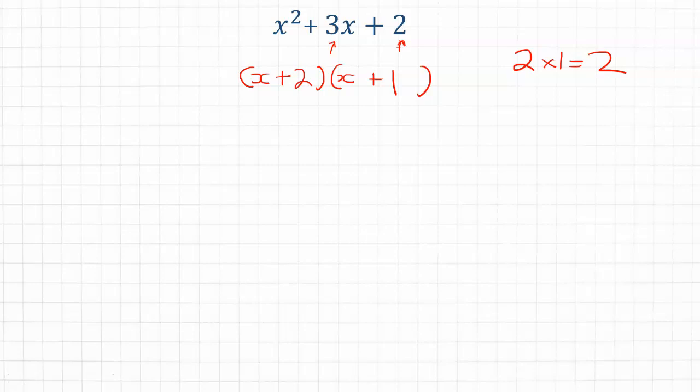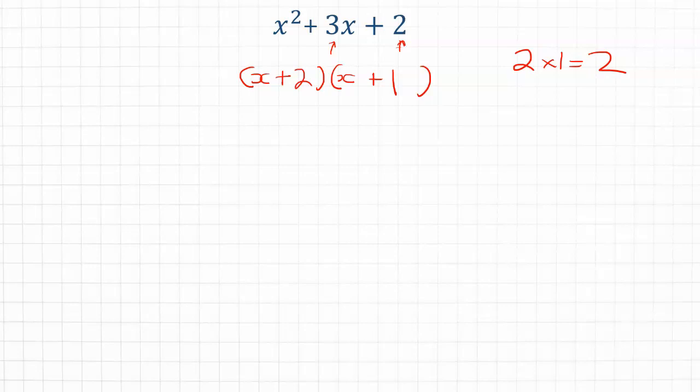We can verify that this is the correct factorization by multiplying out the brackets. I cover multiplying out brackets in a separate video which I've linked to in the description. The basic technique is we multiply each term in the first set of brackets by the two terms in the other set of brackets. Then we add any like terms together.